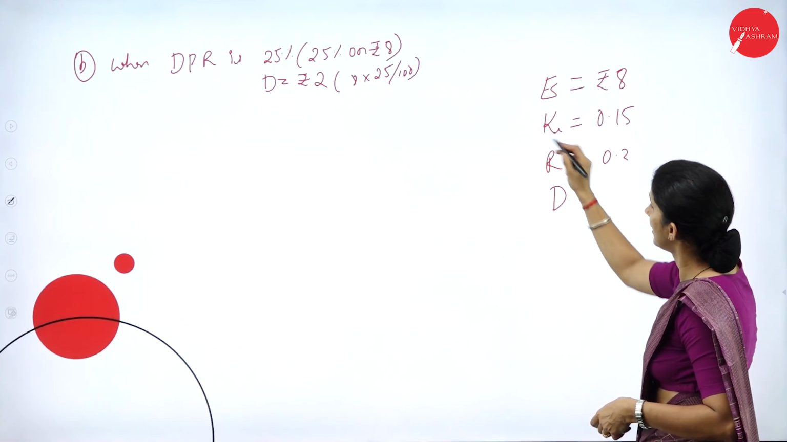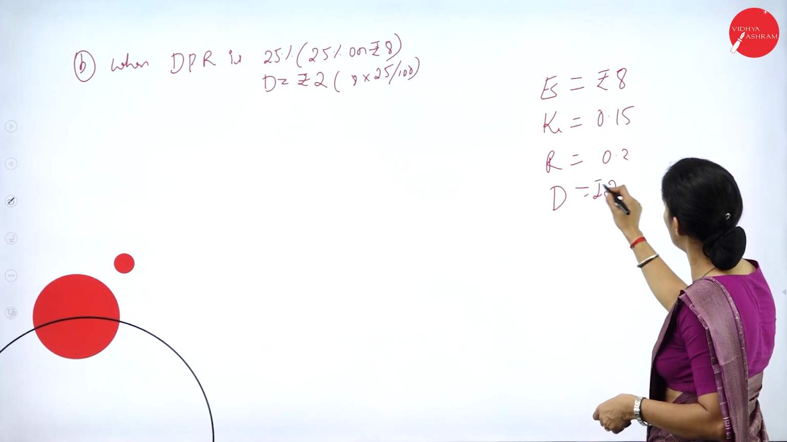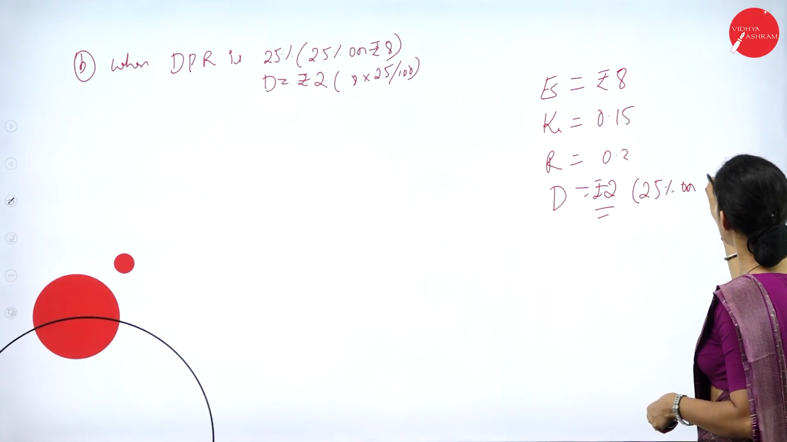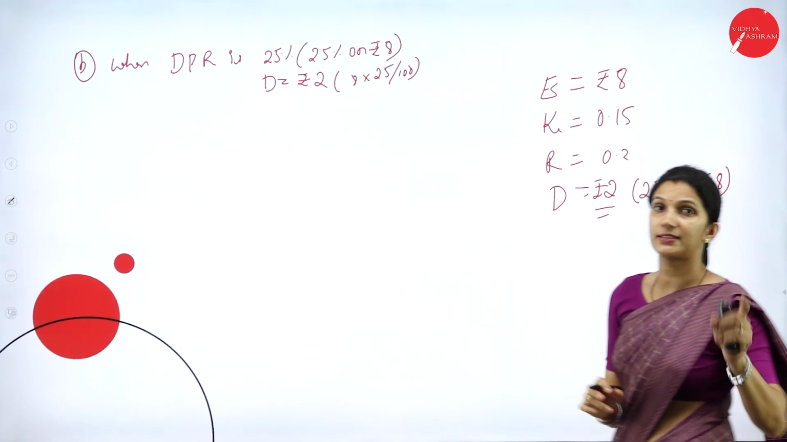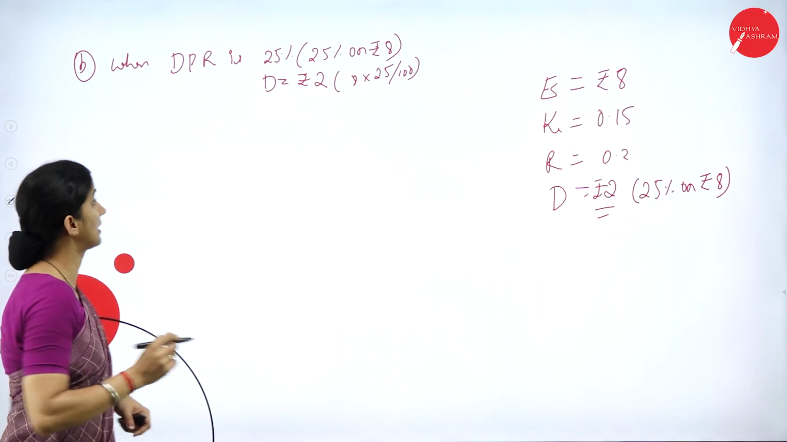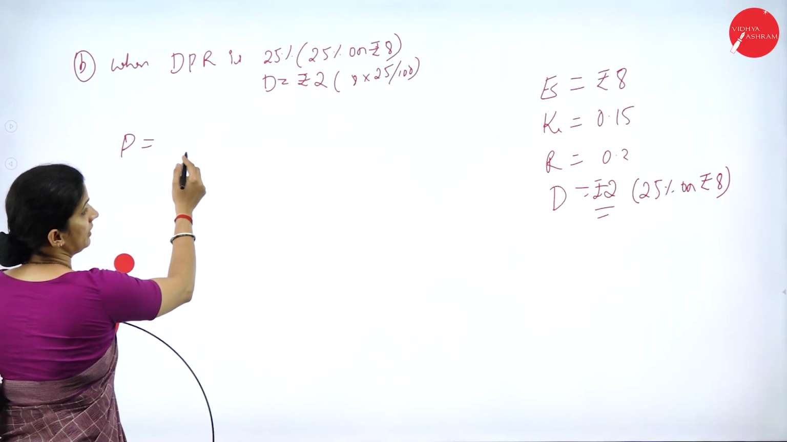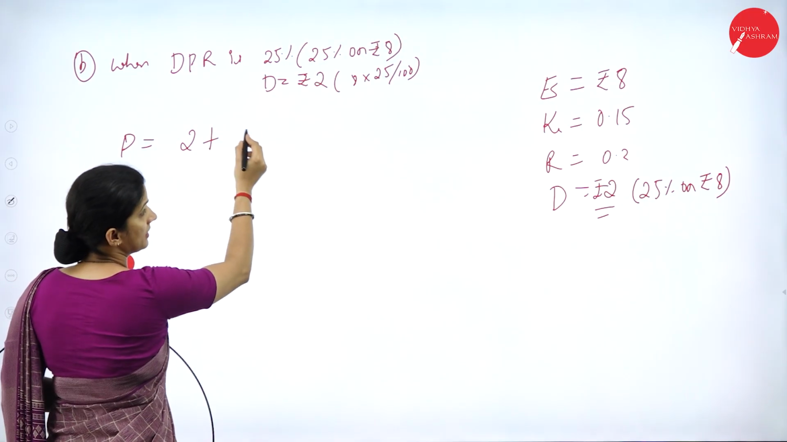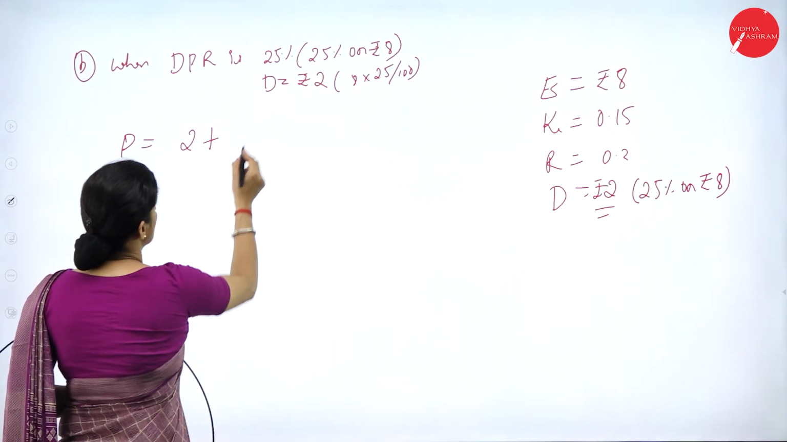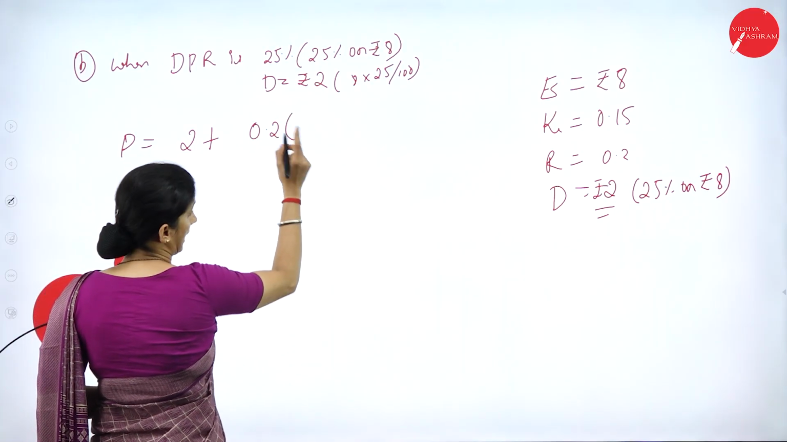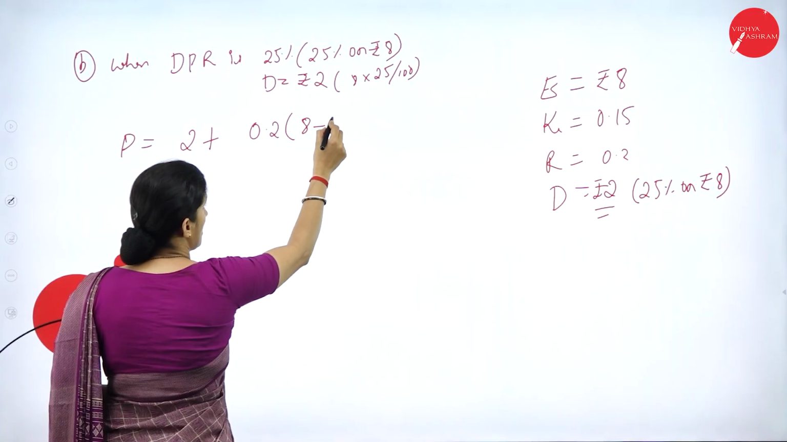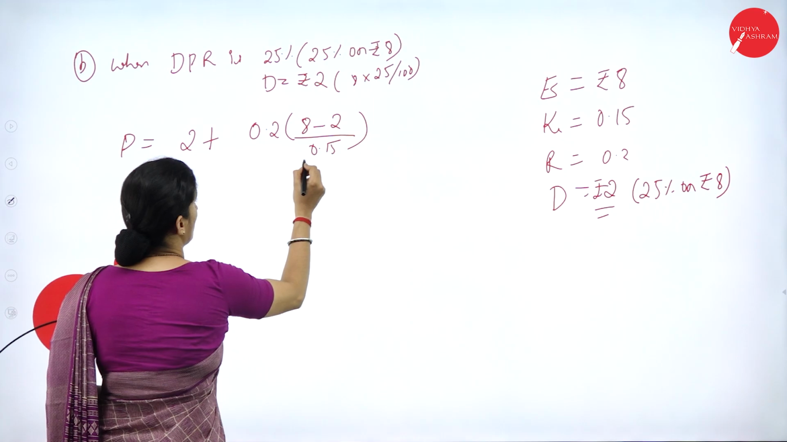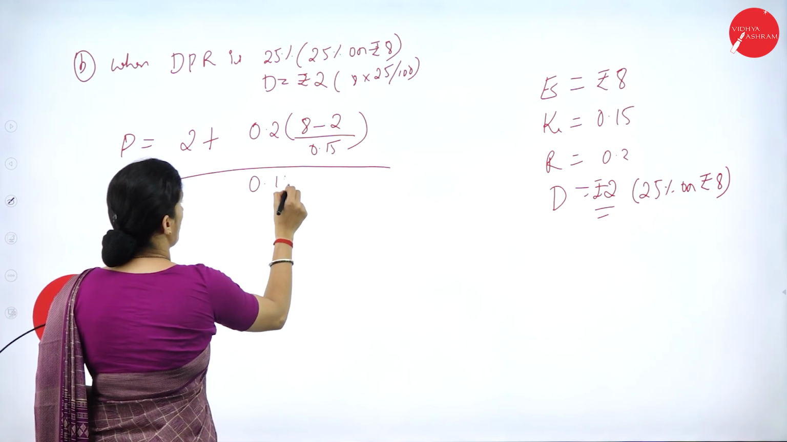But D here is rupees 2. That is 25% on EPS, which is 8. So now D is 2. What is the market price? That we will calculate. So P is equal to D, that is 2, plus R, that is 0.2, into E minus D, that is 8 minus 2, divided by KE 0.15, whole thing divided by 0.15.